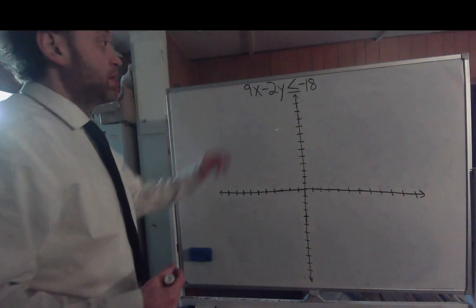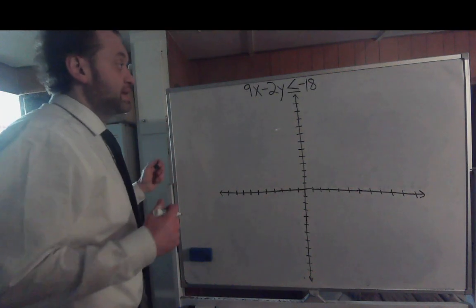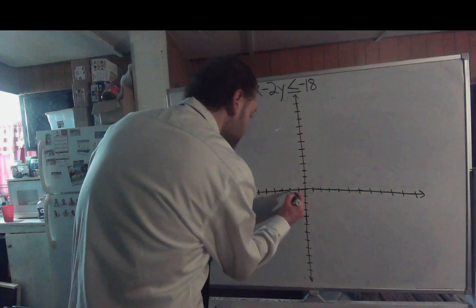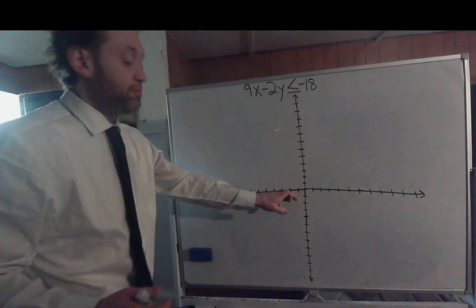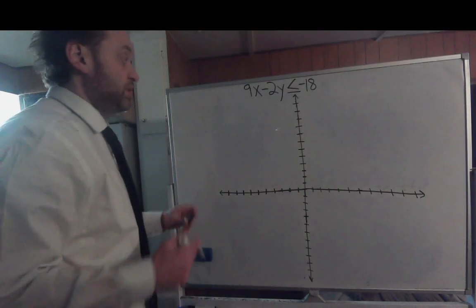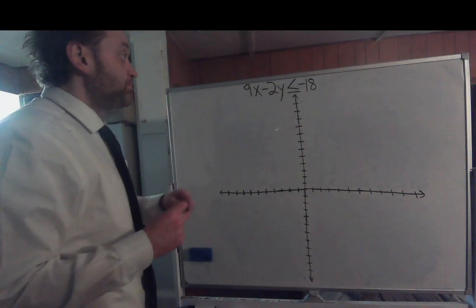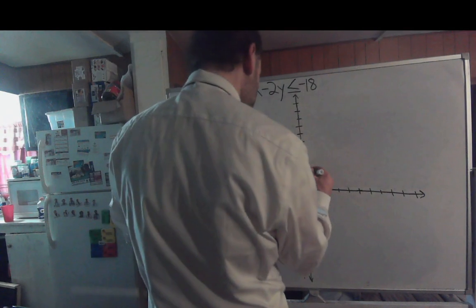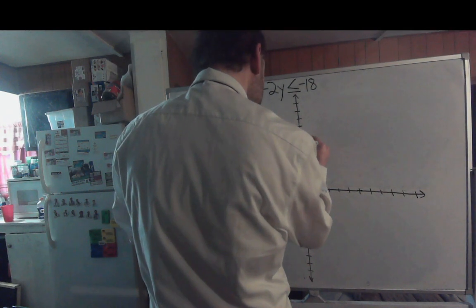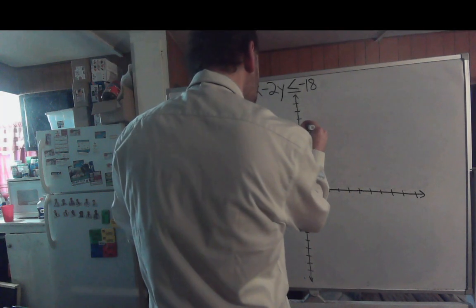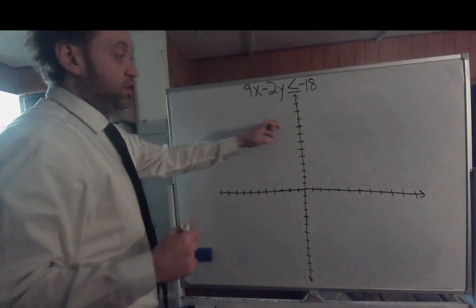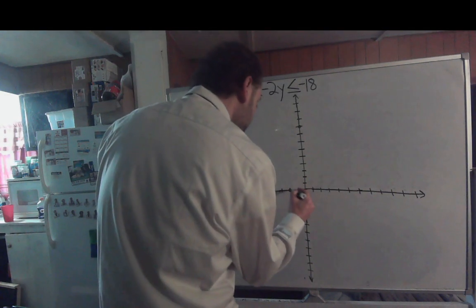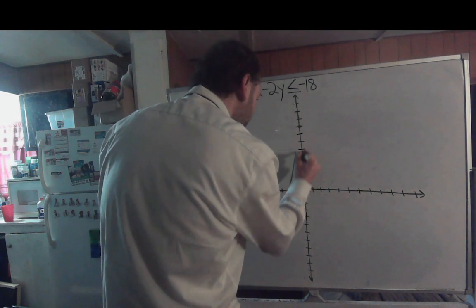So let's find our x-intercept. Well, that would be at negative 2, 0. So there's your x-intercept. You can draw a solid dot at that point since it is included in the solution. And then your y-intercept would be at 0, 9. Draw a solid dot at 0, 9 since that's part of the solution. Now you draw a solid line through the graph since you have the equal to component.